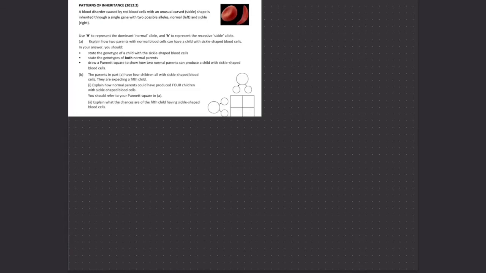So, for A, it asks us first to state the genotype of the child with the sickle-shaped blood cells. So we look here, and it's told us that, and I want to mark this down, our uppercase H is our normal allele, which is our dominant. Our lowercase h is our sickle-shaped, which is our recessive.